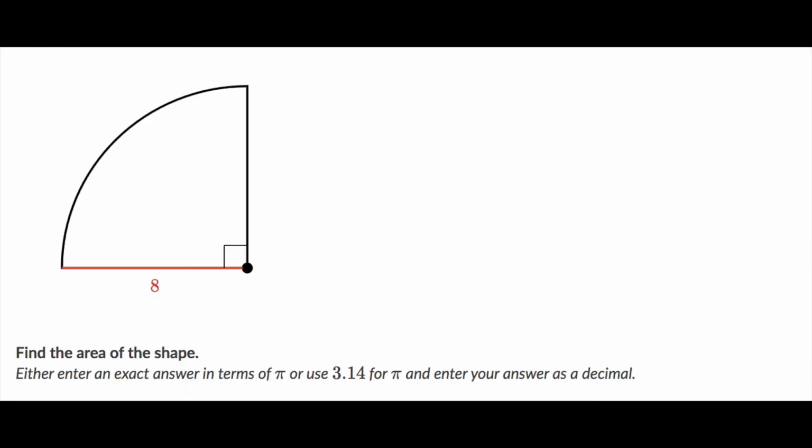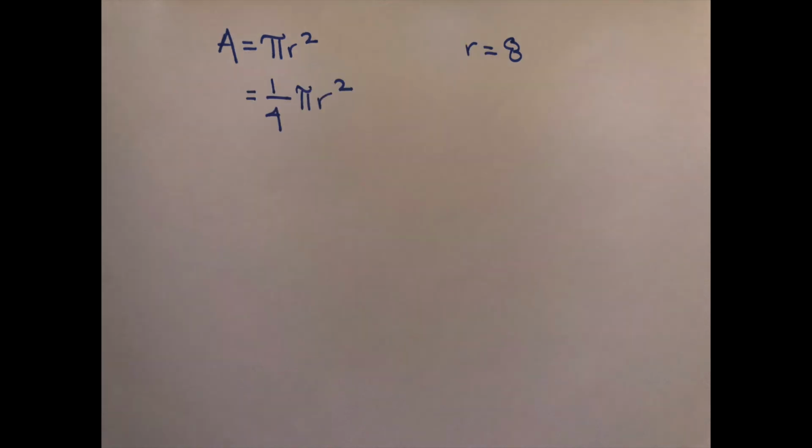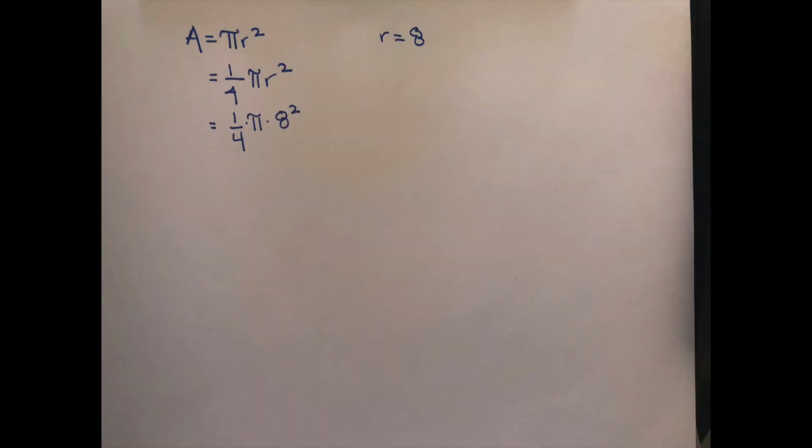And finally, you may be asked to calculate the area of a shape that is only part of a circle. So once again, however, we start with what we know. We know that area equals pi r squared, and we know that in this case, the radius equals 8. However, in this case, we're not being asked to find the area of an entire circle. We're being asked to find the area of a shape that is 1/4 of a circle.